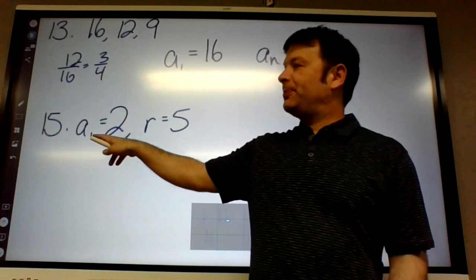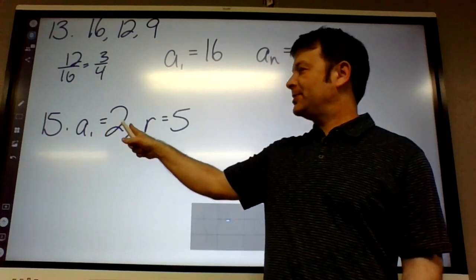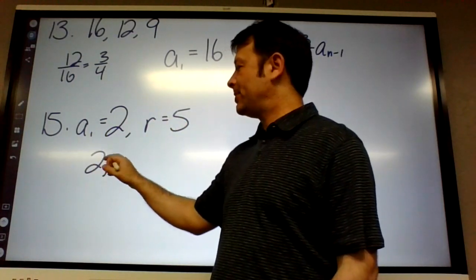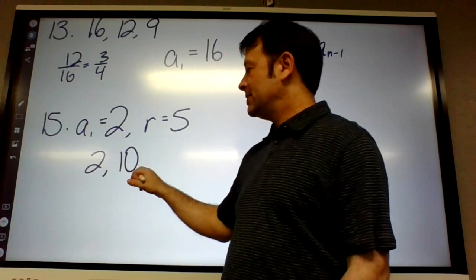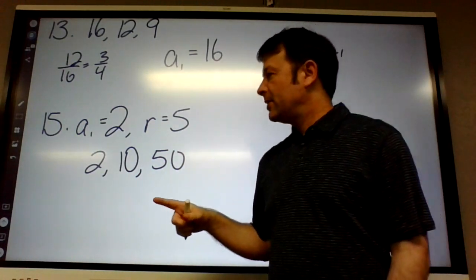So in 15, we're supposed to do the explicit version. They say the first term is 2, and the common ratio is 5. So that means we're multiplying by 5. So it's like 2, 10, 50. We're doing times 5. Okay.